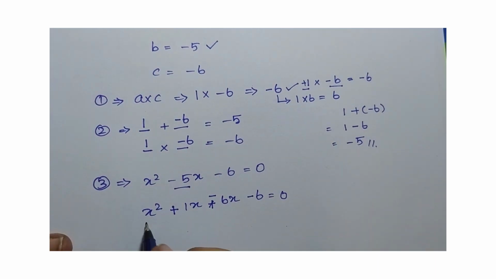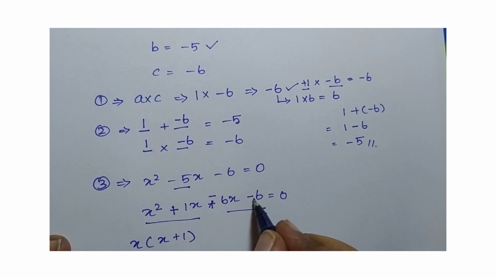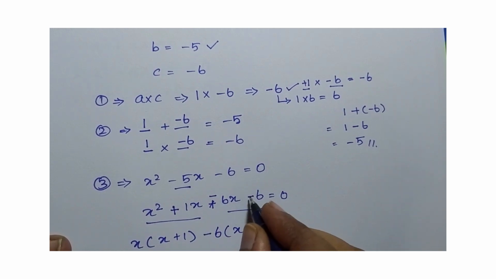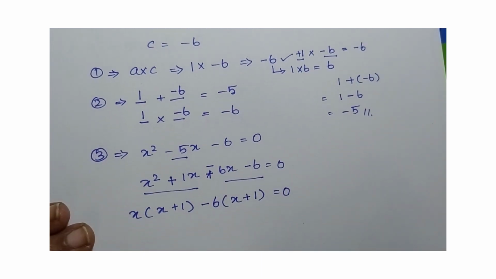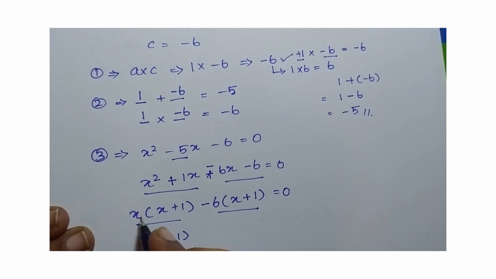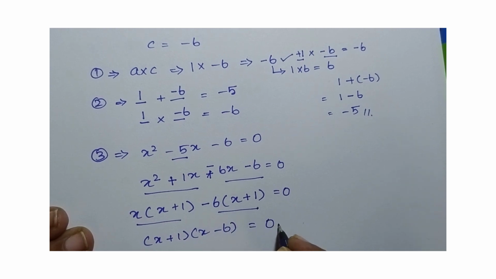Okay. So if you see these two terms, what will be the common? X is common. So if I take x out, here minus 6 is also common. So I am going to take minus 6 out. Then x plus 1, which is equal to 0. If you see these two terms, what will be the common? X plus 1 is common. So I am going to take that out. Then remaining is x minus 6. That is equal to 0.